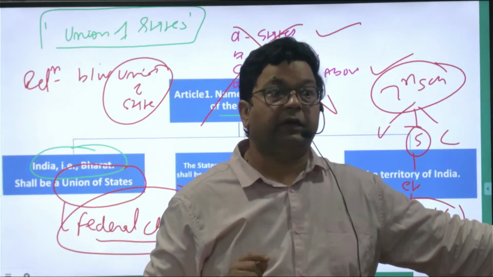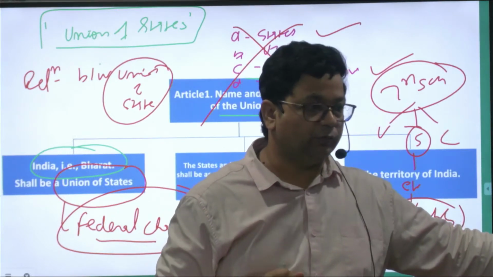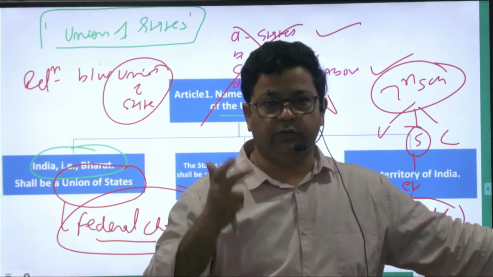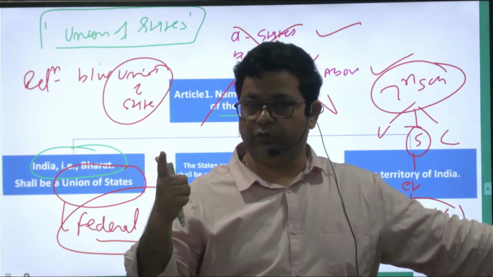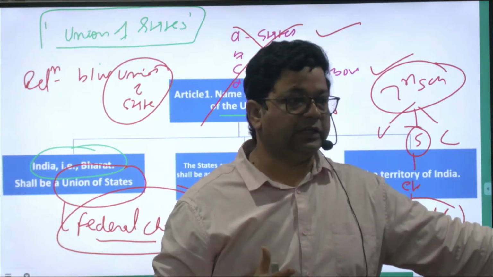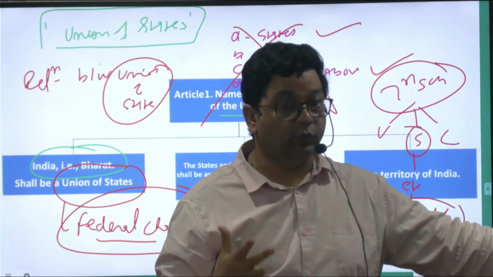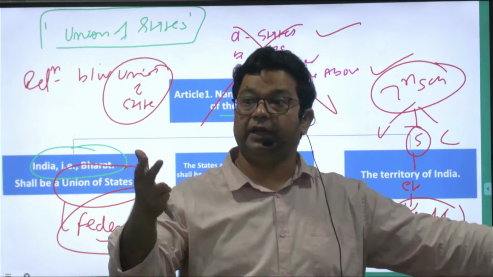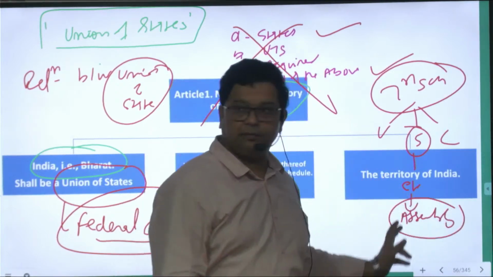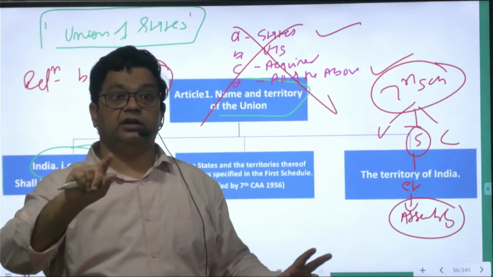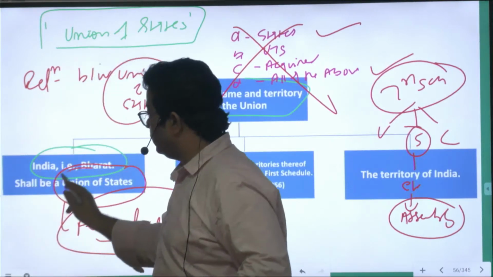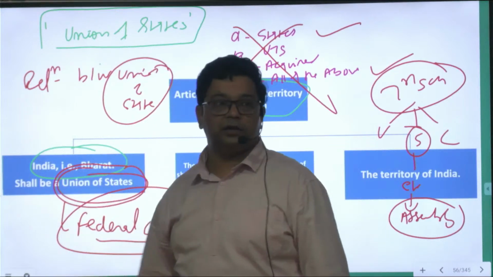Okay? But there are certain UTs also. Three UTs have a legislative assembly: Delhi, Puducherry, Jammu Kashmir. These are the three UTs having an assembly. It means the government is chosen by the people. But UTs with a legislature are not considered as a union under the Union of States.